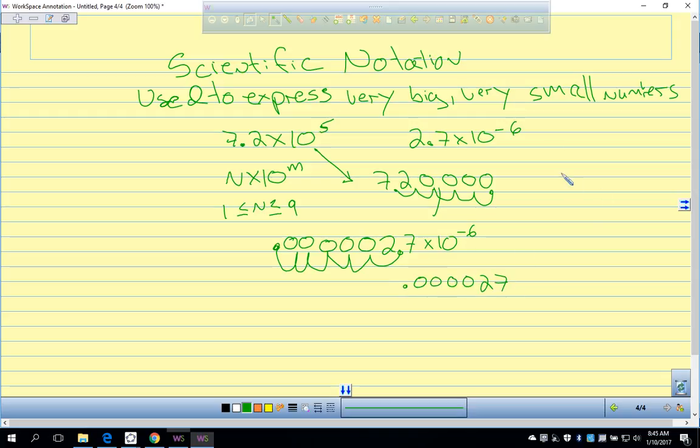0.0000027. Basically, using our rules of exponents, this means 2.7 times 1 over 10 to the 6, right? Well, what is 10 to the 6? 1 million, right? So basically you're dividing 2.7 by 1 million, and you would get this. This is equivalent to this, because 10 to the negative 6 is 1 over 10 to the 6, right? So that's what you're doing when you're writing something in scientific notation, okay?